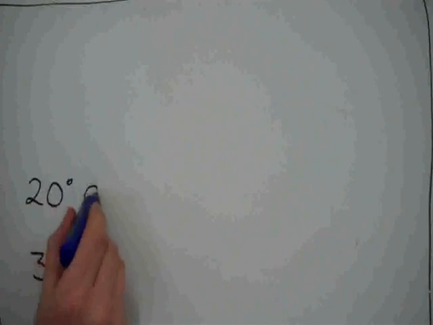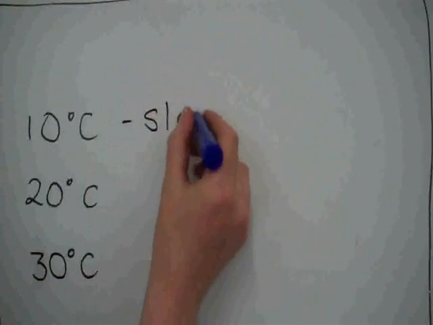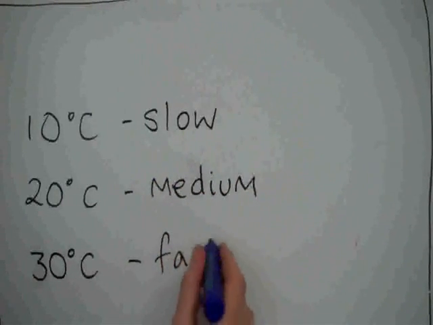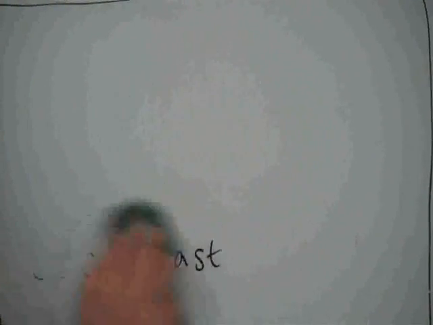The enzyme was moving really fast, which means we can rank order them. 10 degrees centigrade, that counts as pretty slow. Then you've got medium for 20. And then at 30, you would say that the reaction was going fast. The rate of the reaction would be very fast. That's when it would be a good catalyst.